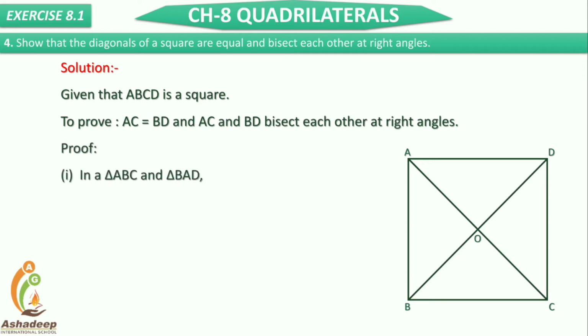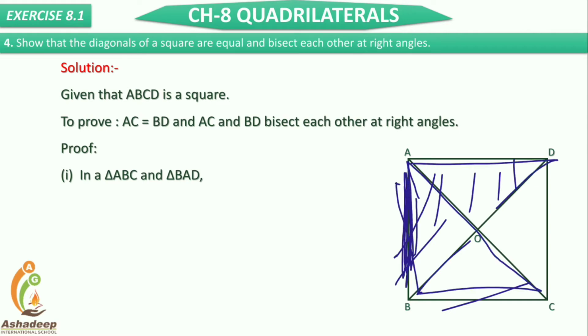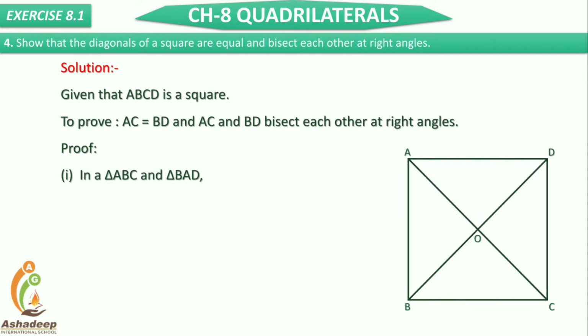So let's start. In triangle ABC and in triangle BAD, in these two triangles, right? The first triangle is this and the other triangle is this. On this base we will take this triangle and this triangle, right? Now let's move. AB is a common side in both the triangles.